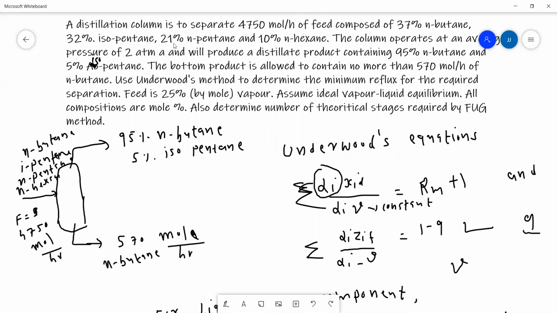N-pentane and N-hexane as a light key or heavy key component. We cannot take these as either light key or heavy key component. Why? Because such components must be in the top product as well as the bottom product if we choose them as light key or heavy key. But you can see the top product does not contain any N-pentane or N-hexane.